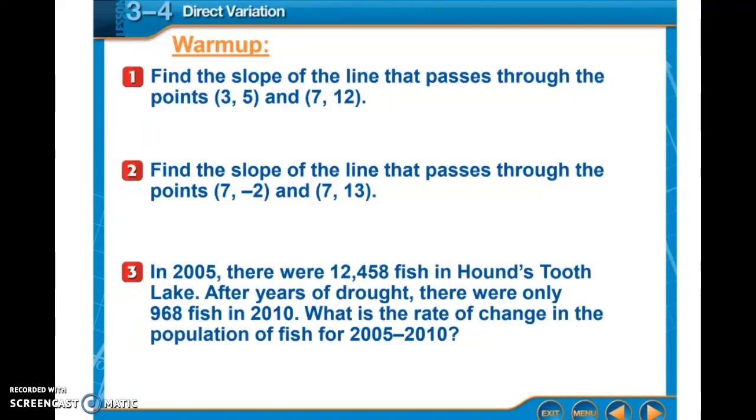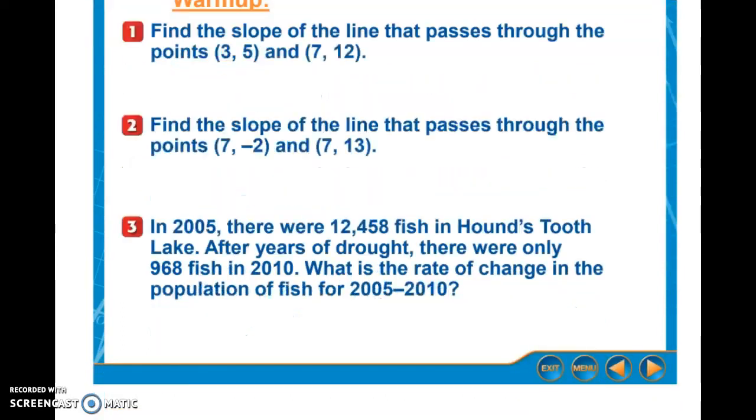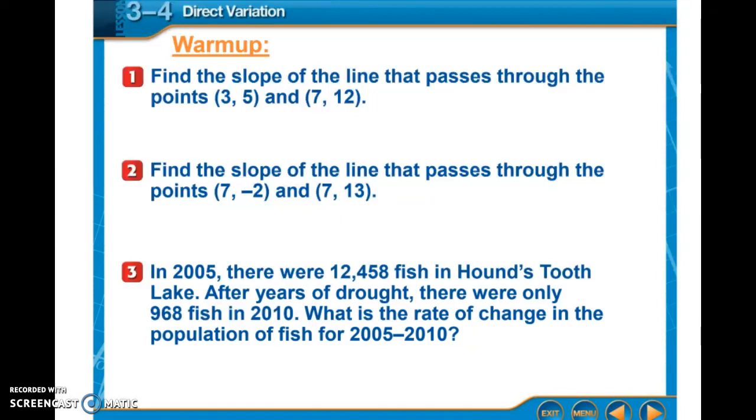Alright, so this is lesson 3.4. It starts out with some review, so it doesn't hurt to do some more review with you guys. So this is the slope. Slope again is m equals y2 minus y1 over x2 minus x1. So for this one, our y2 is 12, y1 is 5, x2 is 7, x1 is 3. So this equals 7 over 4, and that would be the slope.